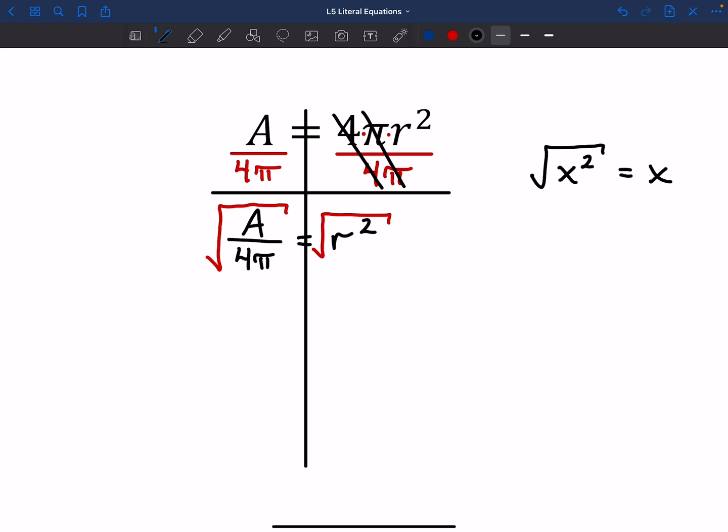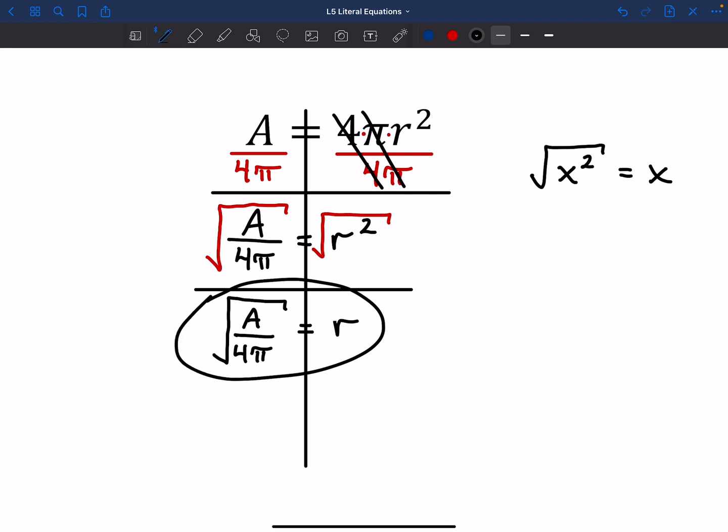Which again sounds pretty awful. And what we're really just trying to do is get the r all by itself. So over on that right-hand side, it undoes the square part, and we get just r. Over on the left side, I don't know what the heck that's going to be. So what we're going to do is we're just going to write it down exactly like it looks. A divided by 4 pi, all underneath a square root sign. And that's our answer. We don't even need to go any further because I don't know what those other numbers are. I don't know what a is. And taking the square root of 4 pi is not something that we really need to do.